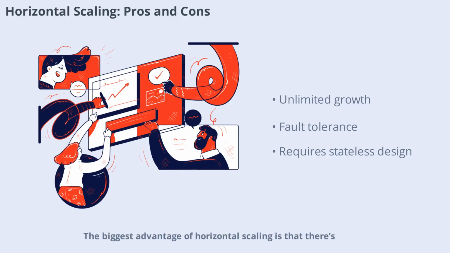The biggest advantage of horizontal scaling is that there's no hard limit. You can keep adding servers as needed. It also improves fault tolerance, since if one server fails, others keep running. Smaller machines are often cheaper than one giant server, and you can distribute them geographically for lower latency.